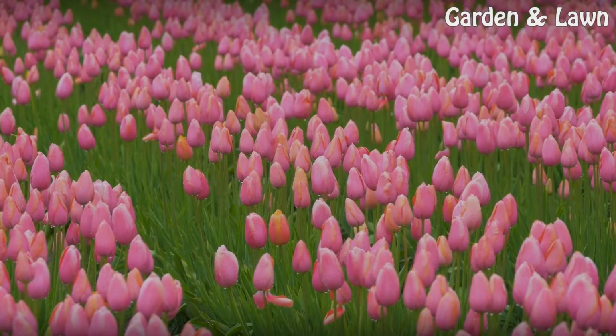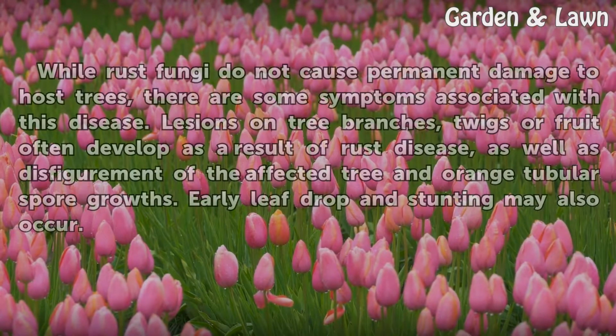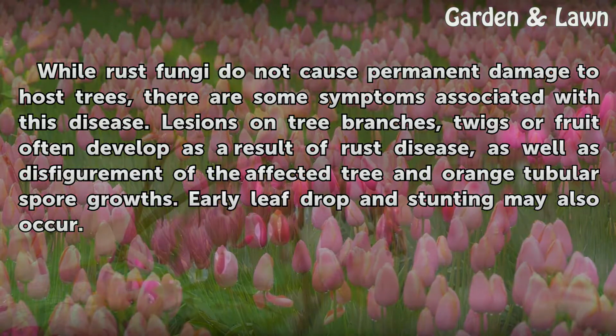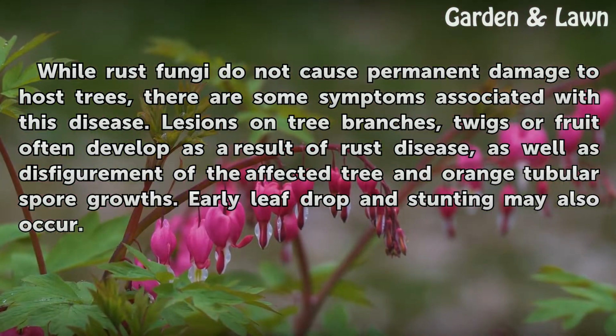Symptoms. While rust fungi do not cause permanent damage to host trees, there are some symptoms associated with this disease. Lesions on tree branches, twigs or fruit often develop as a result of rust disease, as well as disfigurement of the affected tree and orange tubular spore growths. Early leaf drop and stunting may also occur.